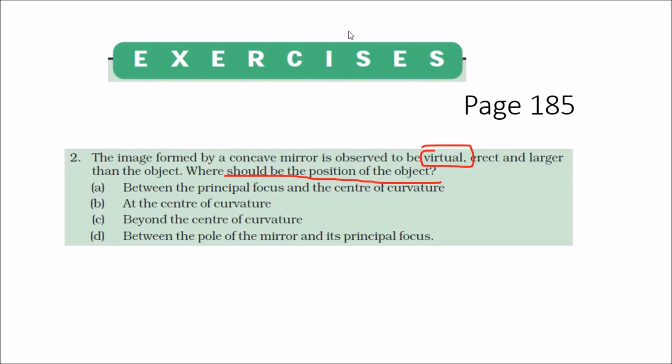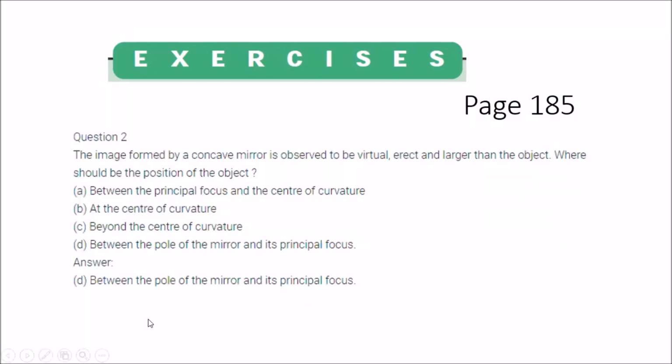Yes, you have guessed it correctly. The position is between pole and principal focus. So that is the only situation where we get the virtual image. Let's have a look at the answer also. Yes, you guessed the answer correctly. Option D, between the pole and principal focus of the mirror.